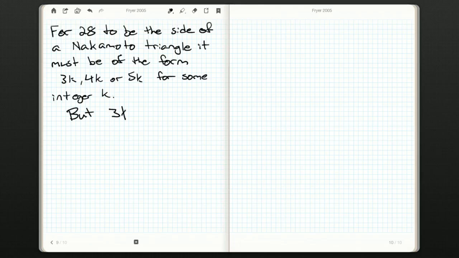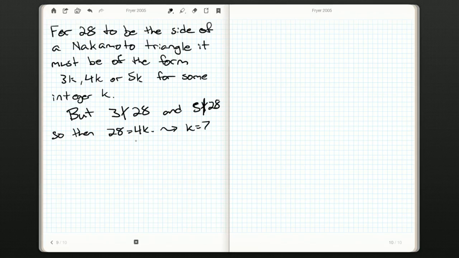So we can immediately notice that 3 does not divide 28, and 5 does not divide 28. Make that line a little thicker. Does not divide. So then we know 28 is going to be the side associated to 4 in the ratio 3, 4, 5. And at that point, we can see k is equal to 7. Just divide 28 by 4, you'll get 7. So 4 times 7, that's going to be 28.